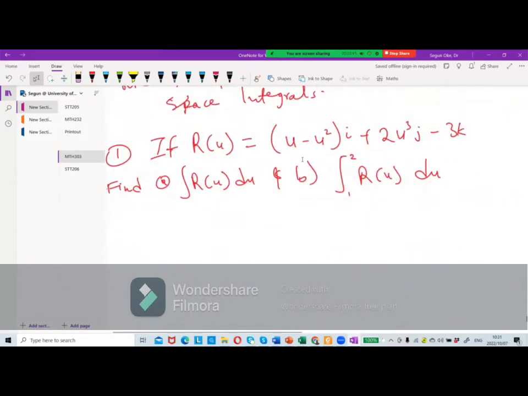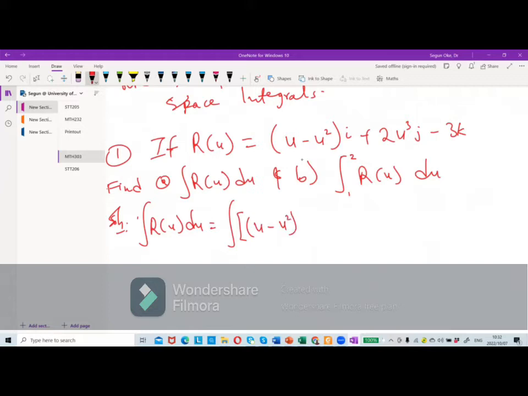So what we have to do here is just to solve this by putting them in an integral. We are given the integral of r(u) du equals the integral of, what is u? Let's put them: u minus u squared i plus 2u cubed j minus 3k, du.